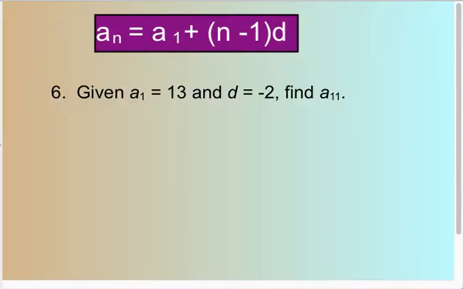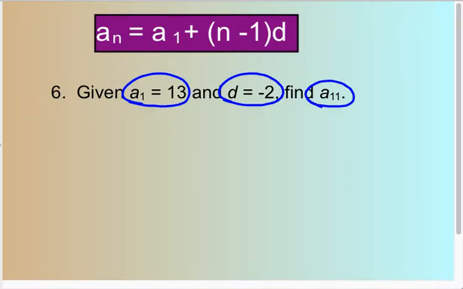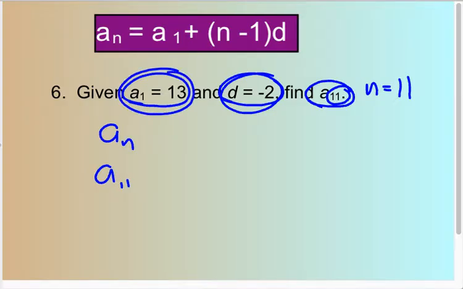Here's another way of looking at it. Given a sub 1, they don't give us a sequence here, but they give you everything you need to know. A sub 1 is 13. Your common difference is negative 2, so basically you're adding negative 2 or subtracting 2 every time. They say find a sub 11. Some kids look at this and I'm like, well, I don't know what they want us to do here. A sub n is basically a sub 11. So n, you're just looking for the 11th term right here. So n's 11. D is negative 2 and a sub 1 is 13, so plug it in and solve.